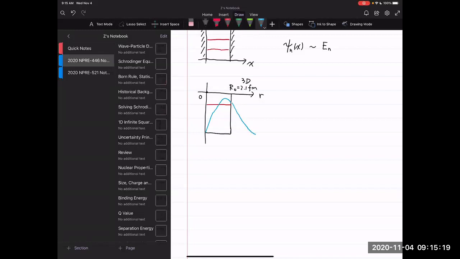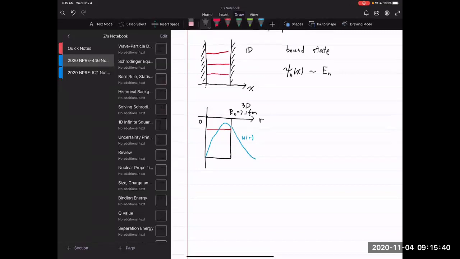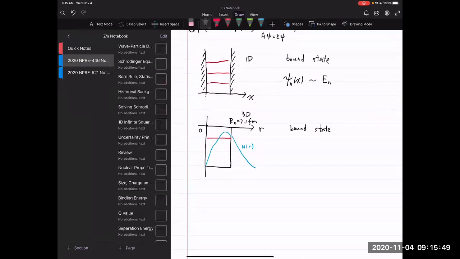But the probability is not zero. Note that the curve I draw here is U of R, and the total solution will be capital R of R, which is U of R divided by R. This blue curve is the bound state solution. Unlike the above example, the one-dimensional square well, where we have multiple eigenstates and multiple eigenvalues, in the case of the deuteron we only have one eigenstate, only this psi 1 or psi 0.